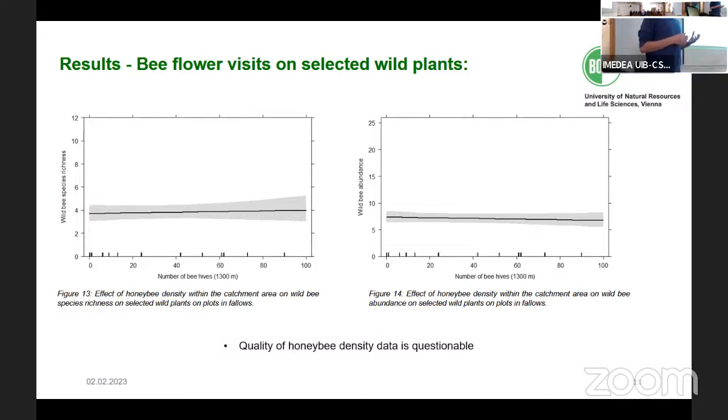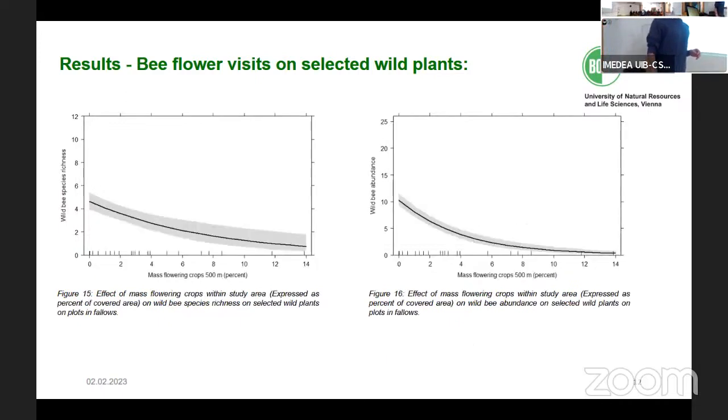And when we think about that, apiaries get moved throughout the vegetation period, from one mass flowering crop to another mass flowering crop, and I was also sampling the honeybee density only once per year. It is questionable that my honeybee density data really showed what was going on in the real world, for example.